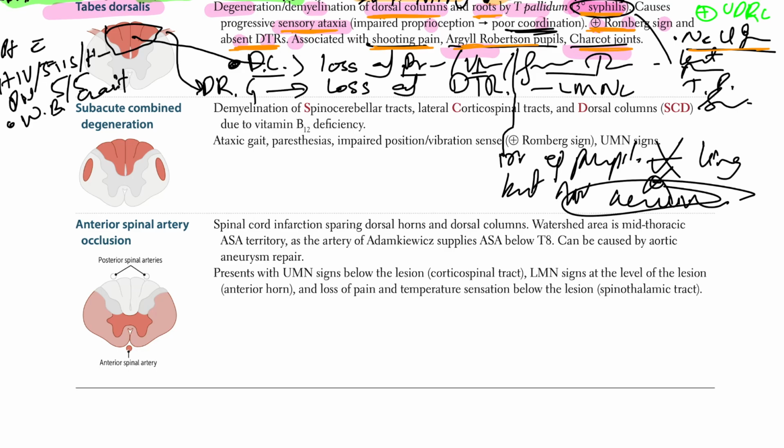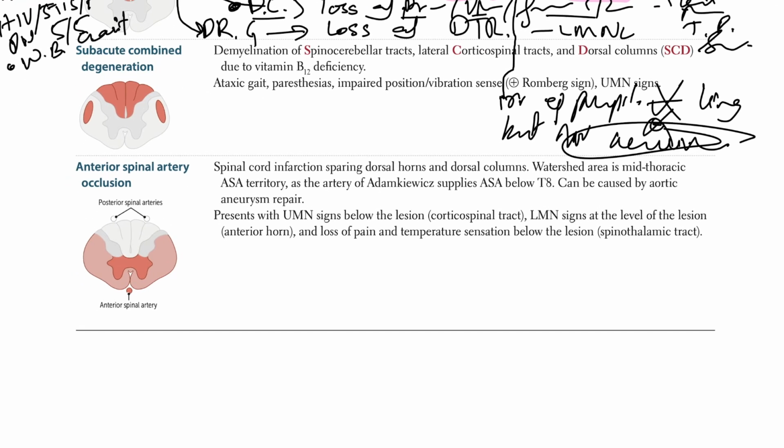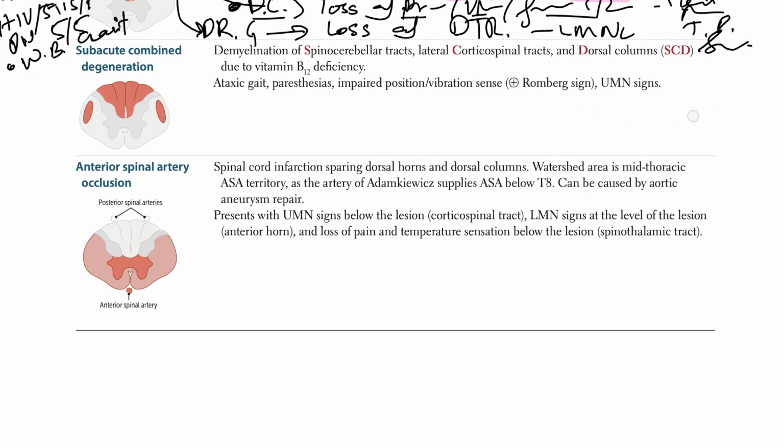Okay, let's move on to the next part, which is subacute degeneration, subacute combined degeneration. Here, all we have is subacute combined degeneration is due to vitamin B12 deficiency. So if you look, what is destroyed is we have destruction of the dorsal column, and we also have destruction of the corticospinal tract.